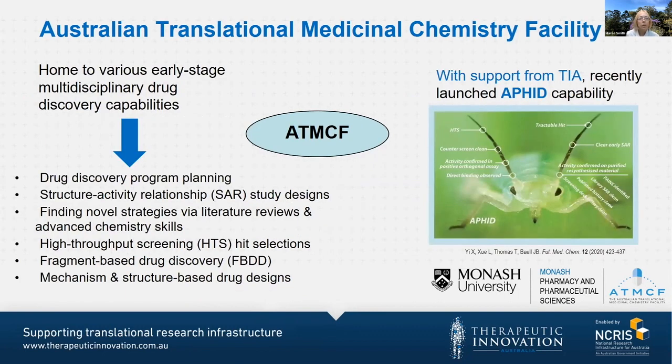The Australian Translational Medicinal Chemistry Facility is home to various early stage multidisciplinary drug discovery capabilities, including the planning of drug discovery programs, designing studies for structure-activity relationship definition, finding novel strategies via literature reviews and advanced chemistry skills, high-throughput screening hit selections, fragment-based drug discovery approaches, as well as mechanism and structure-based drug design strategies.